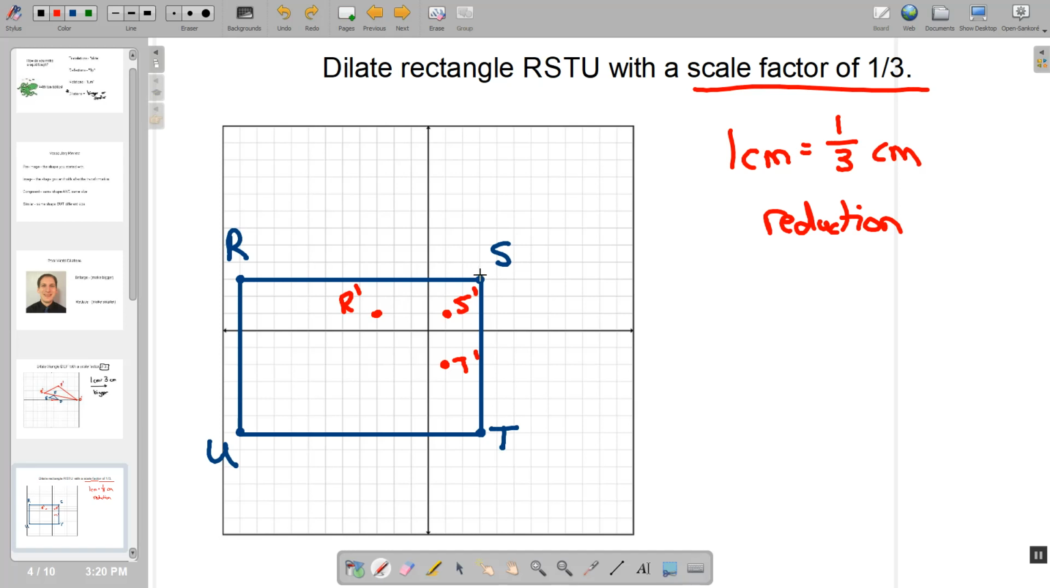It's also a little bit easier to tell on these last points because R has to be directly left of S. So I know that R has to be on this line here. And then U has to be a direct 90-degree angle between S and T, which means U has to be right here. So I have now done a reduction of a third, and our shape stayed the same, but our size changed, so we are done.